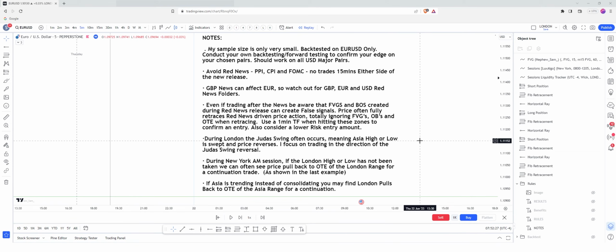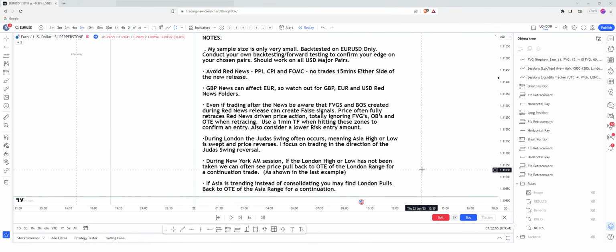Another observation that I've made is during the London session, we will often get a Judas swing, meaning that the Asia high or low will be swept and then price reverses. So this is kind of pulling breakout traders into the market and then price will reverse. In this situation, I focus on trading in the direction of the Judas swing reversal, looking for higher levels or lower levels of liquidity on that reversal.